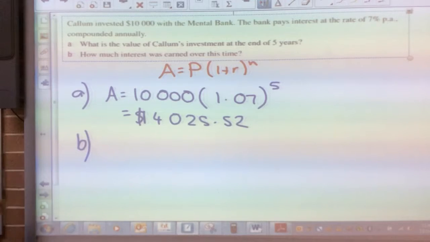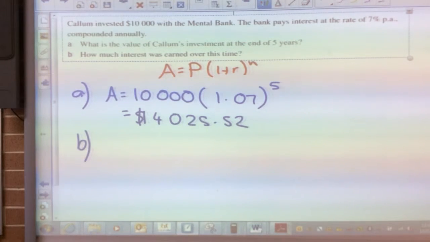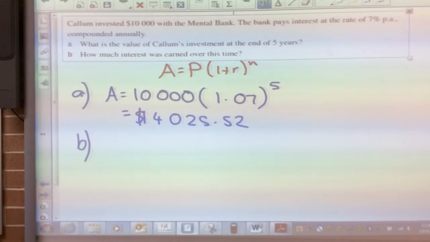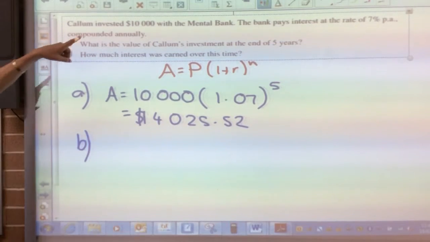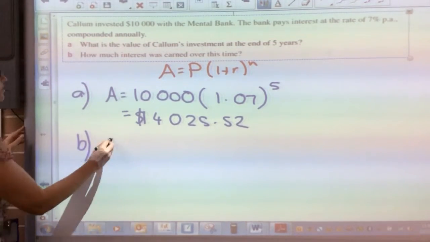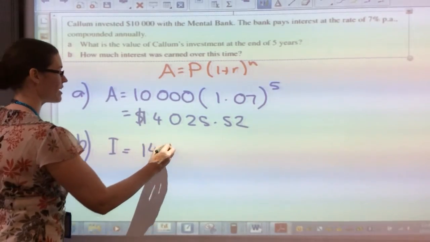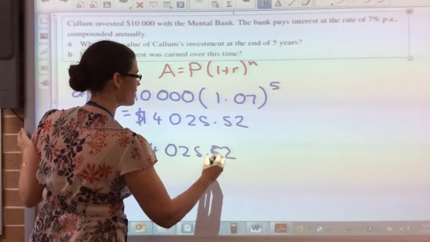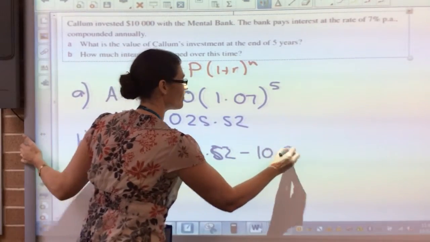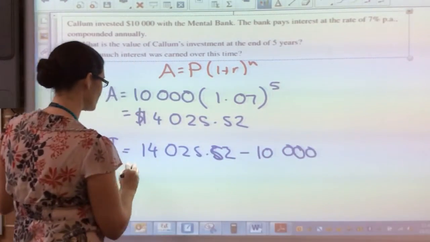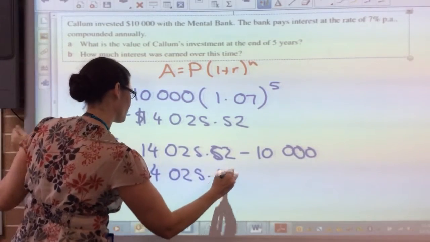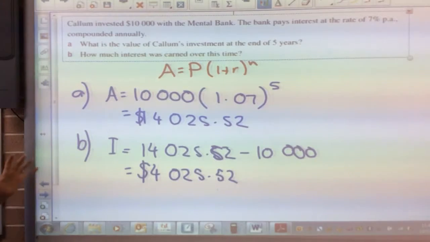Okay, and then part B says how much interest was earned. What do we do for that, remember? The new value minus the original. Yep. So the interest is just the 14,025.52. Oh, that's a dreadful 5. That's a 5. Minus the amount of money you originally invested. Is everyone happy with that?